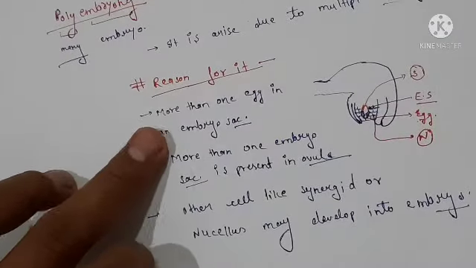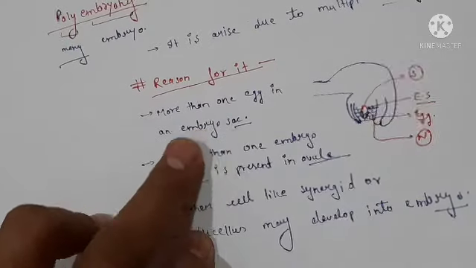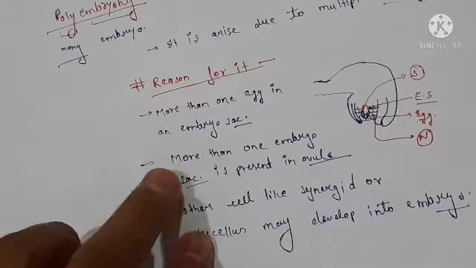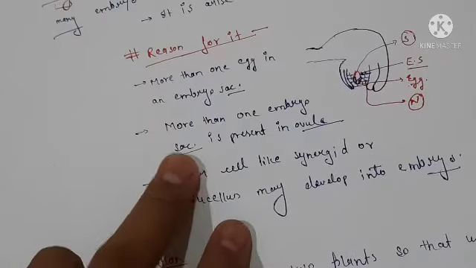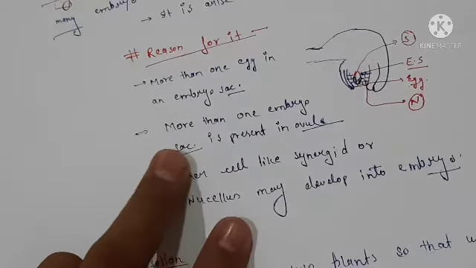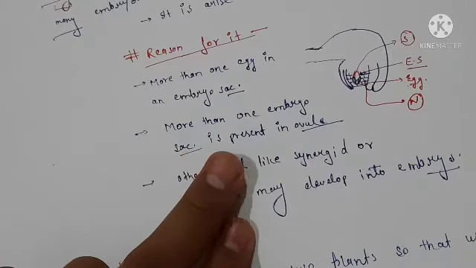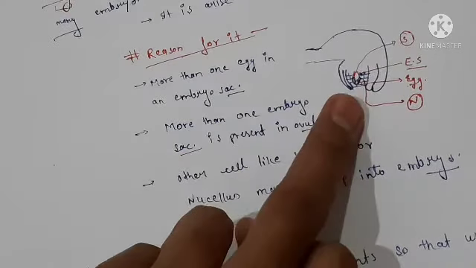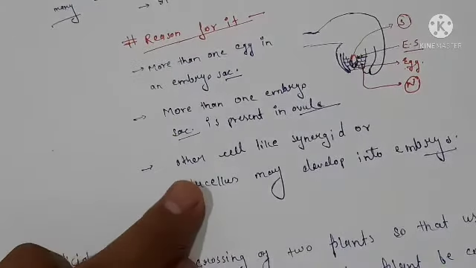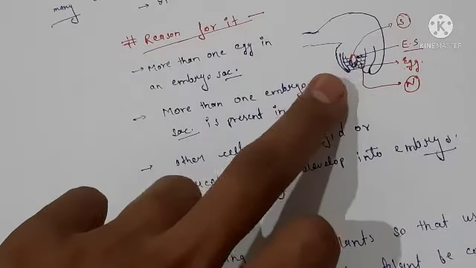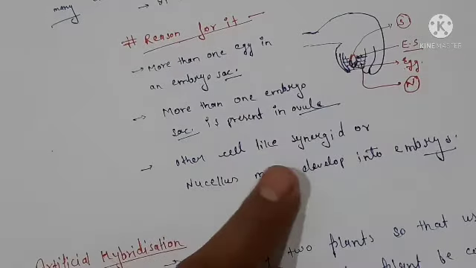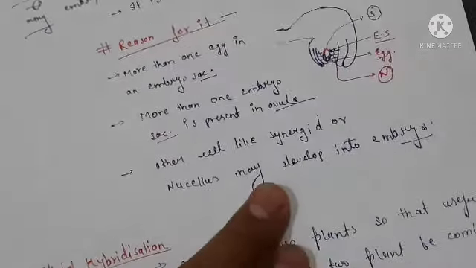Suppose more than one egg is present in the embryo sac, then it leads to polyembryony. Second, more than one embryo sac is present in the ovule. Okay, we'll draw the structure, you have to see and you will understand more clearly. Third, other cells like synergid, present inside the embryo sac, or nucellus may develop into an embryo.